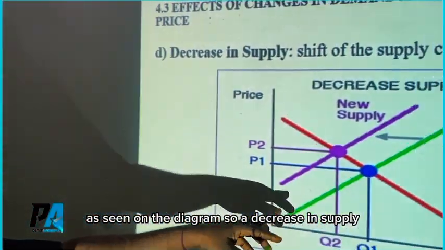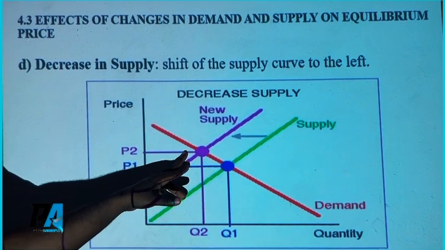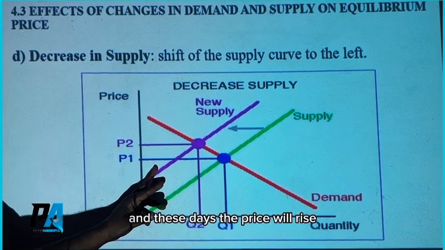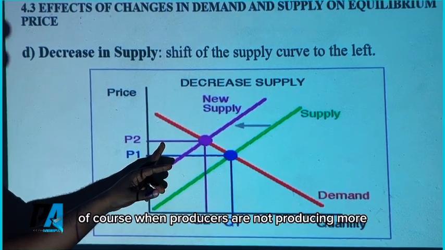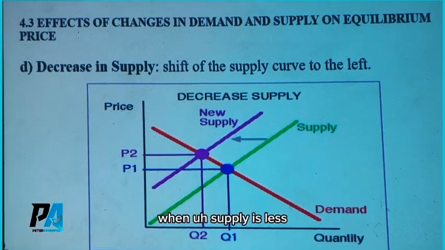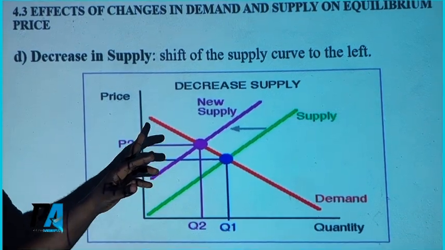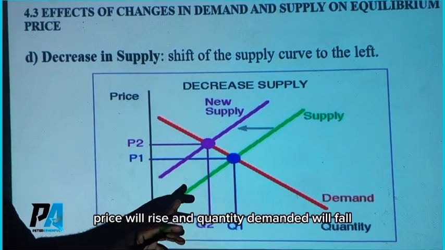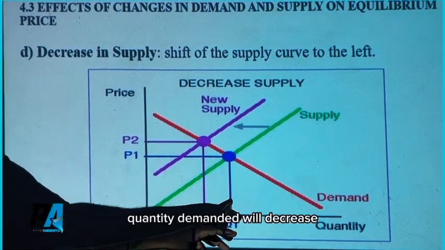So a decrease in supply curve shift to the left, and in this case the price will rise. Of course, when producers are not producing more, when supply is less, then the price will rise. Price will rise, and quantity demanded will fall.